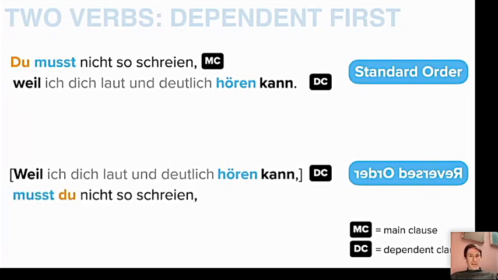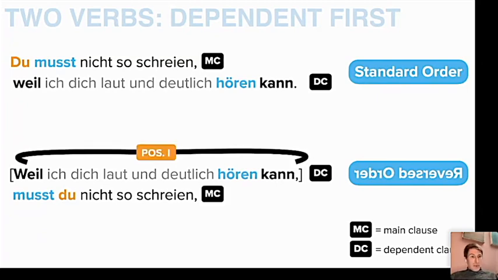Weil ich dich laut und deutlich hören kann, musst du nicht so schreien. Because I can hear you loud and clearly, you don't have to scream so loudly. Now, that's the main clause. Let me tell you, the must, the blue must, is in both orders, standard and reversed order, on position 2.